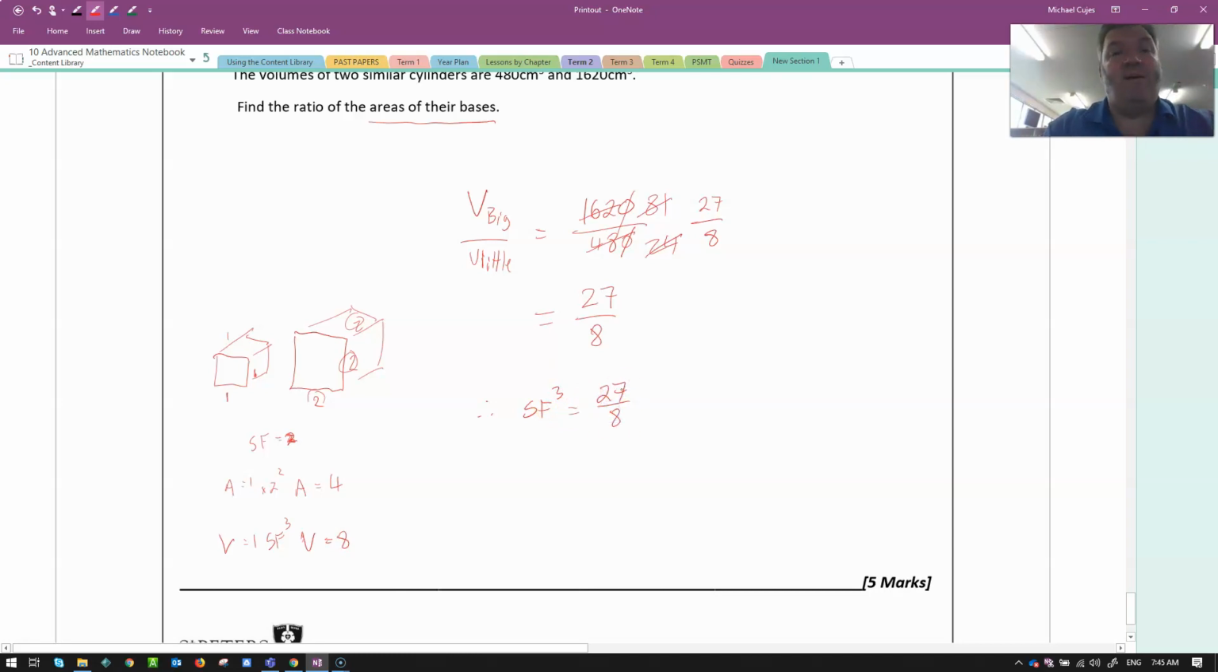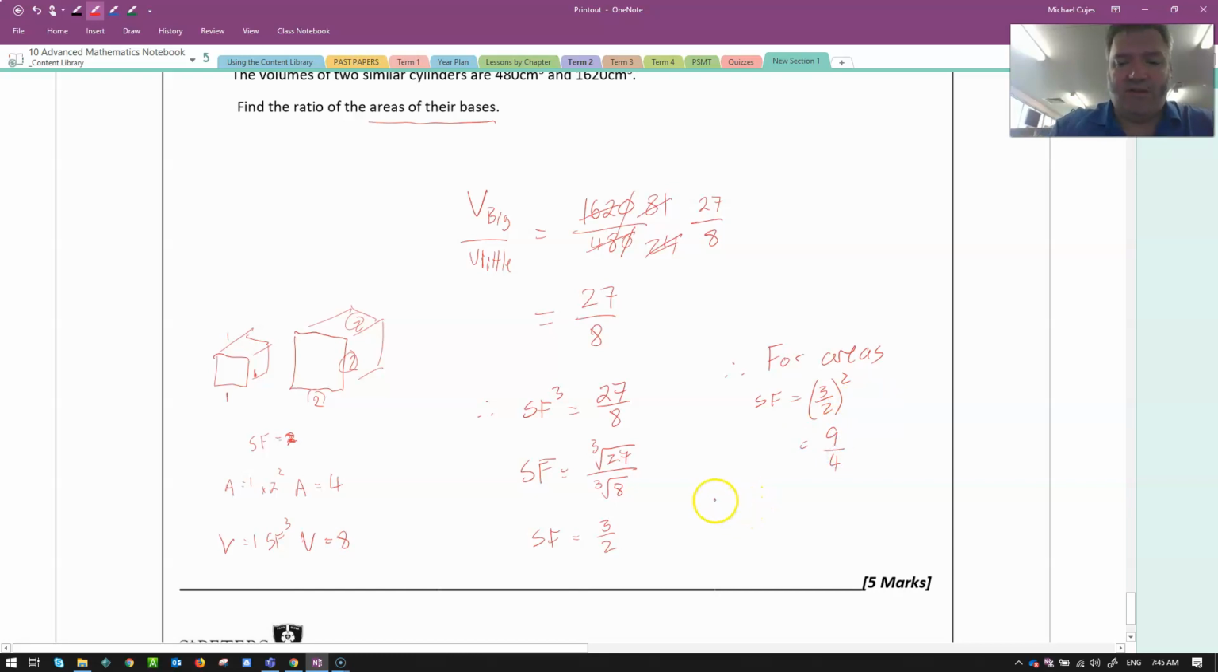That's 27 over 8. So if I find the cube root, I can find the scale factor for just one length. Cube root of 27 divided by the cube root of 8. You're already screaming at me, you know what the answer is. That's very good. It's going to be 3 over 2. Therefore, for areas, the scale factor equals 3 over 2. But areas have 2 dimensions, so I need to use that scale factor twice. It's going to be 9 over 4.